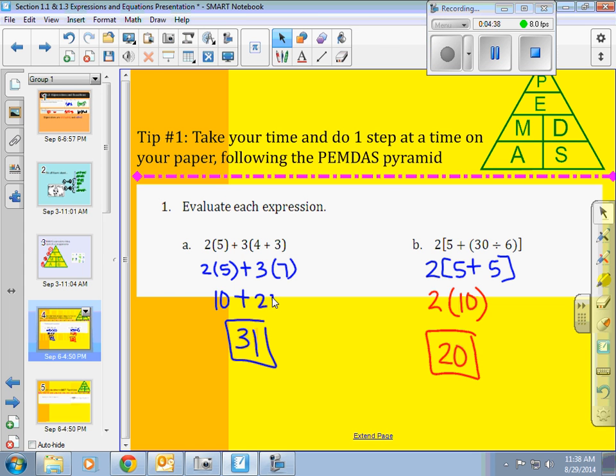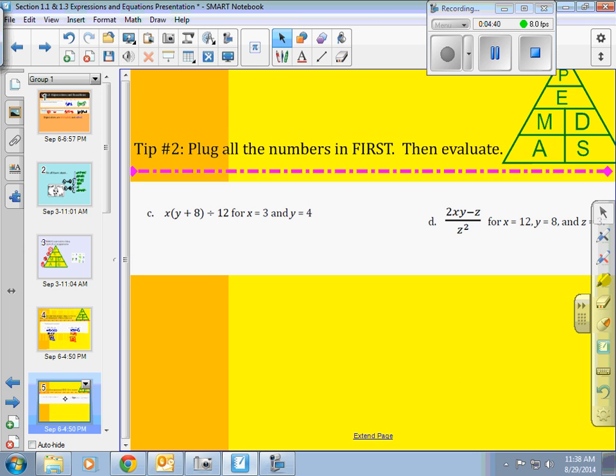Now let's look at a little bit different example. C. We have to evaluate this expression, but as you notice, there are variables involved. So the first thing I would do is rewrite everything, including what each variable represents. So x is equal to 3, so it's going to be 3. y is 4, plus 8, divided by 12. Now I can go ahead and follow my order of operations.